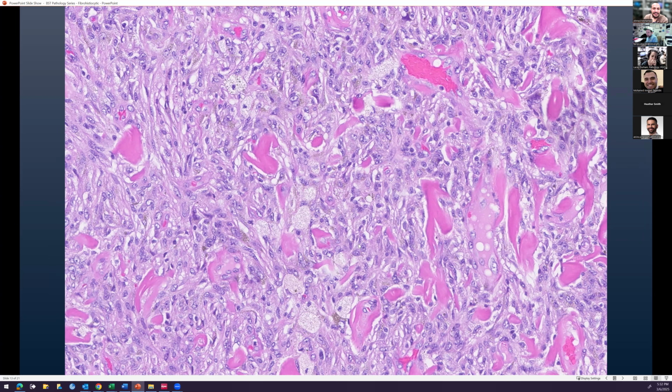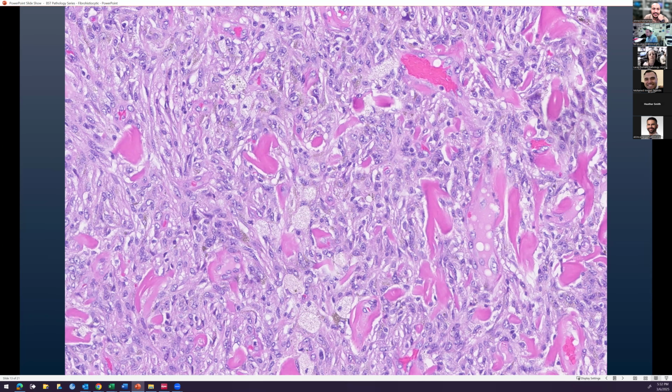This is the lipidized variant. And so you can see they tend to be very lipidized, and they often have these sclerotic fibers running through, almost keloidal. So that's pretty typical with ALK type.